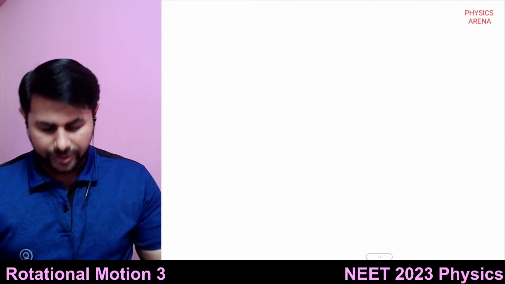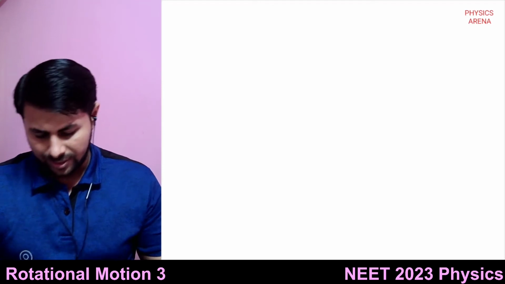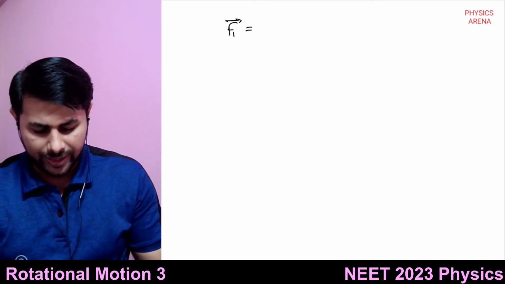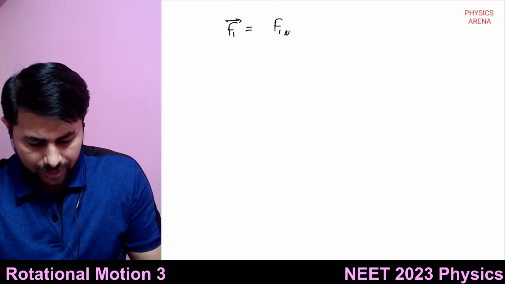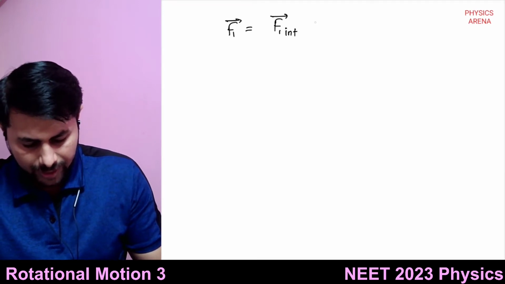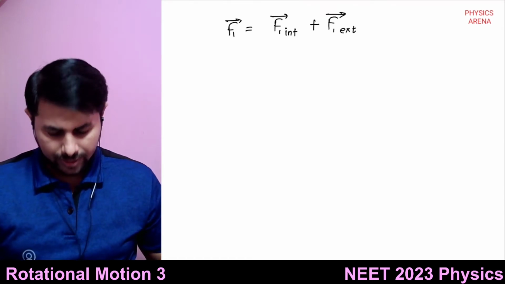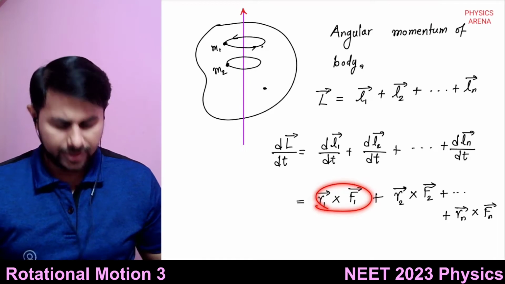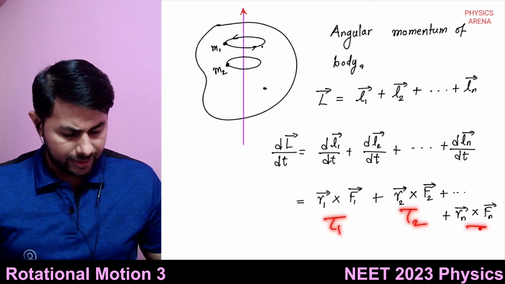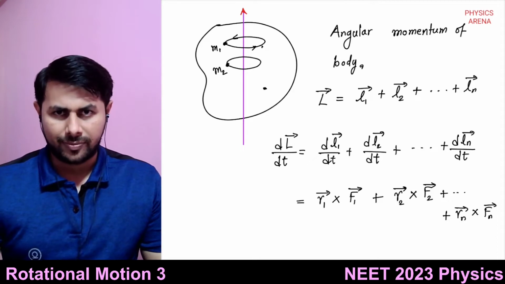Now the force acting on a particle can be an internal force or an external force, right? So f1 bar is equal to f1 internal plus f1 external. So this is the torque acting on the first particle, this is the torque acting on the second particle, this is the torque acting on the nth particle. The cross product of position vector with force is torque.